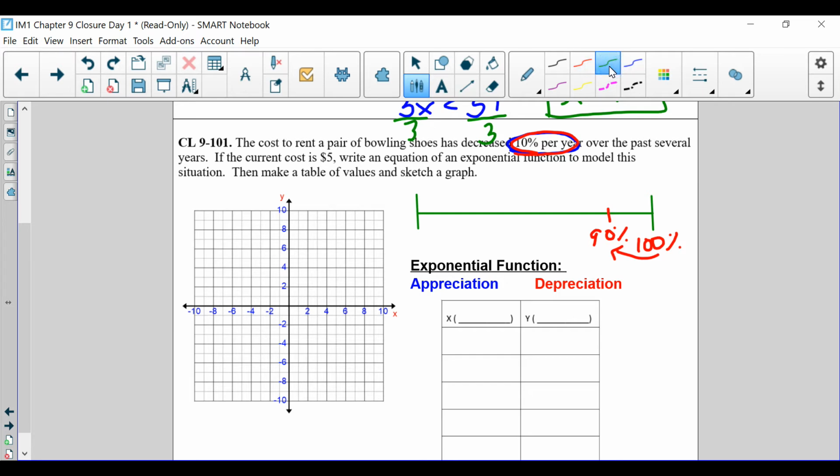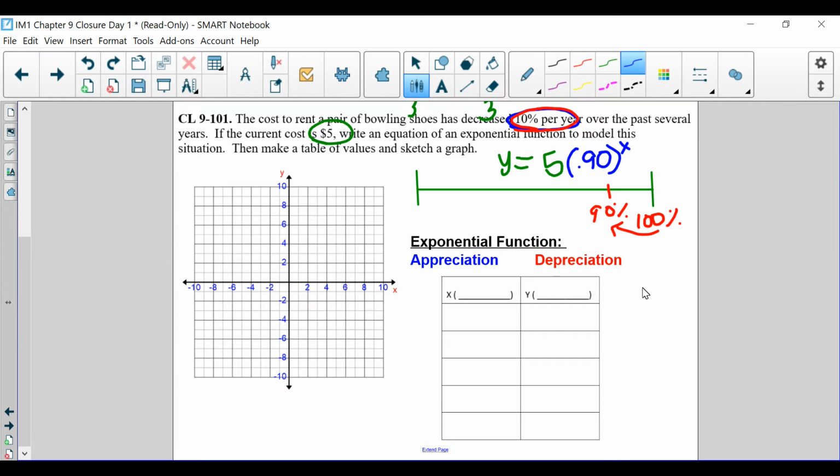So we know it's 10% each year it decreased, so we're 90% each year. Also, in this question, we know that the current cost is $5, so we would say y is equal to $5 was the initial starting amount at time 0, but everything that keeps happening is this value keeps getting multiplied by 90% of the previous year, so then we're going to say there's our equation.